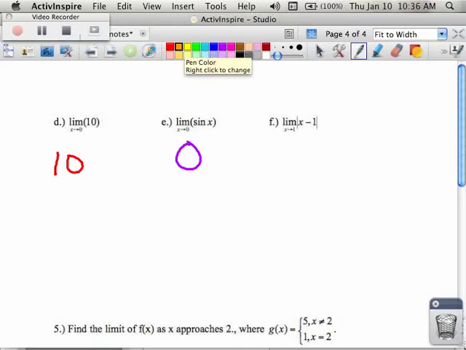Limit. Plug in a 1 and get out. 0. Seriously, you are so good.